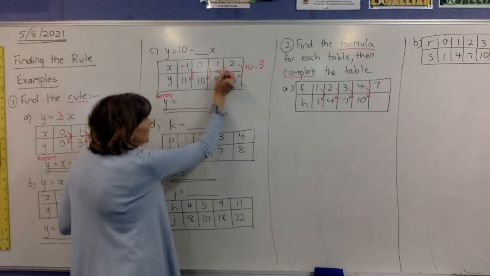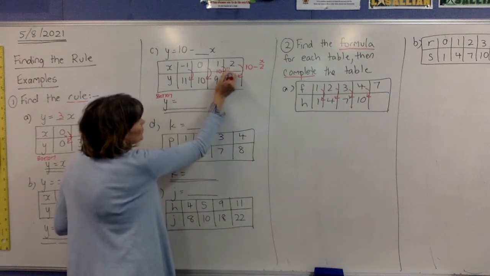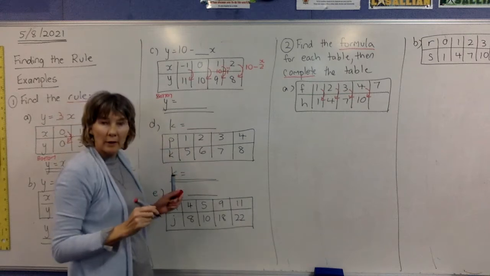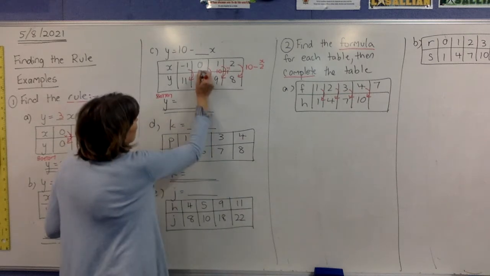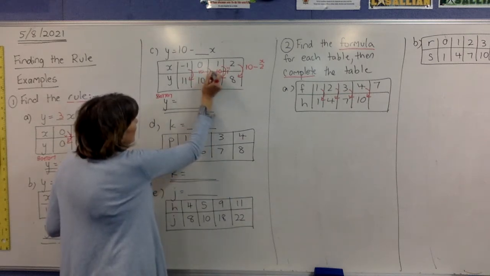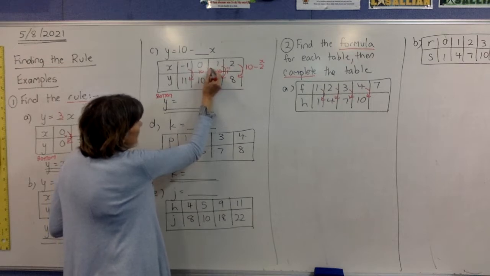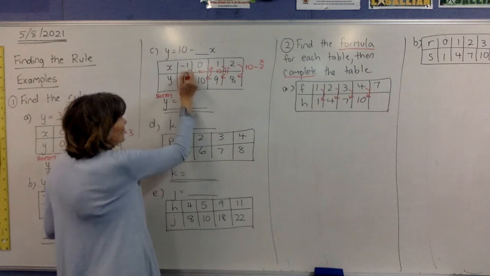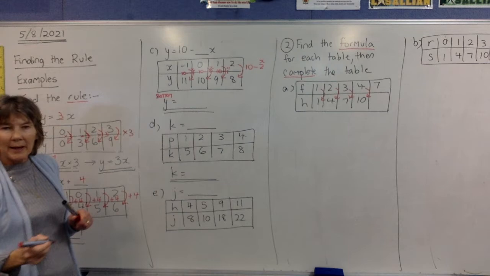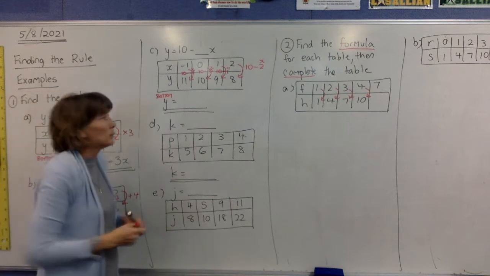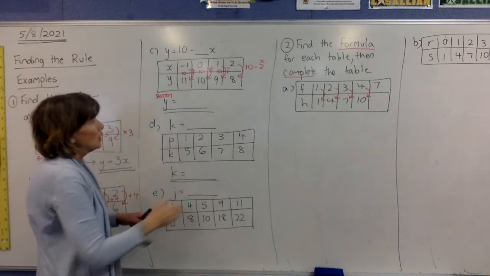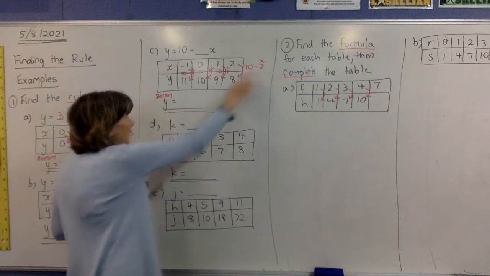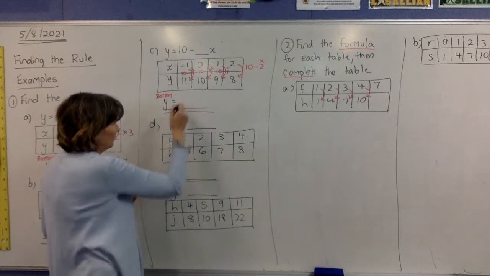Let's see what happens here. If we do 10 take away our x number, which is 1, do we get a 9? Yes, we do. If we do 10 take away the x number 0, do we get a 10? Yes, we do. If we do 10 take away minus 1 for our x, do we get an 11? Use your calculator, we do. So it's actually just 10 minus x for our rule.